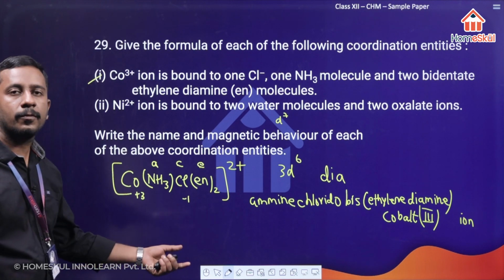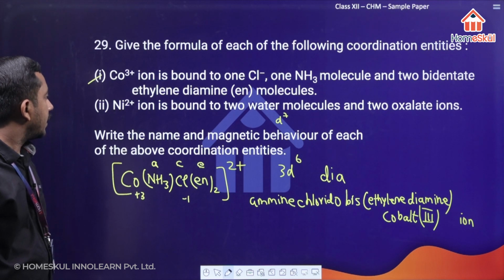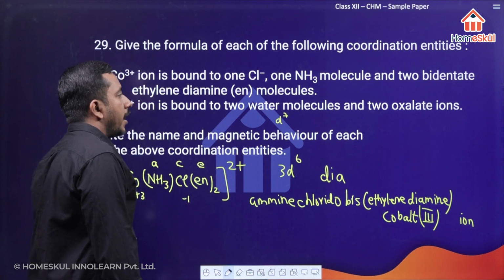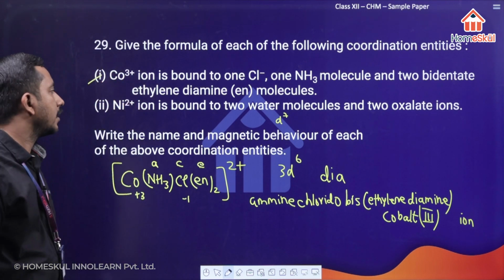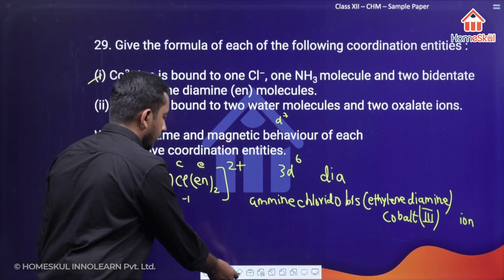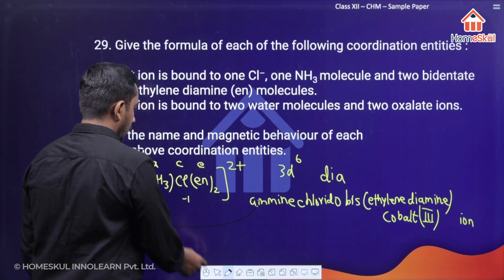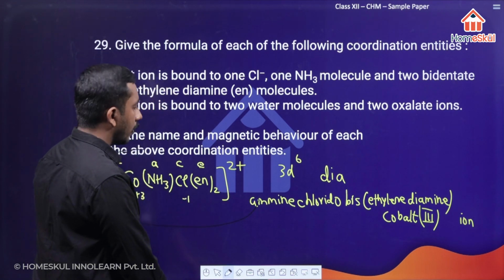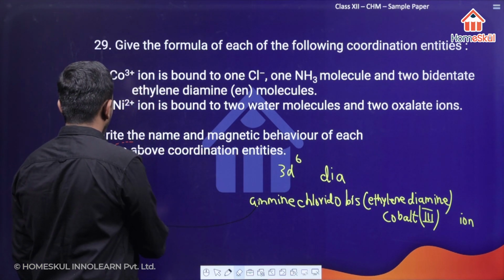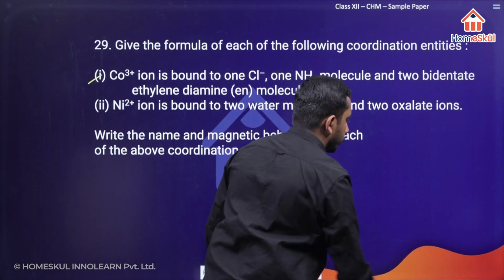So similarly, we have to follow the same steps for the second compound also. In the second case, there is a nickel 2 plus ion that is bound to two water molecules and two oxalate ions. So nickel is our central metal atom, and we have water and oxalate as the ligands. So both of them are weak ligands. So let us see how we can write the name and define the magnetic property of the second compound.